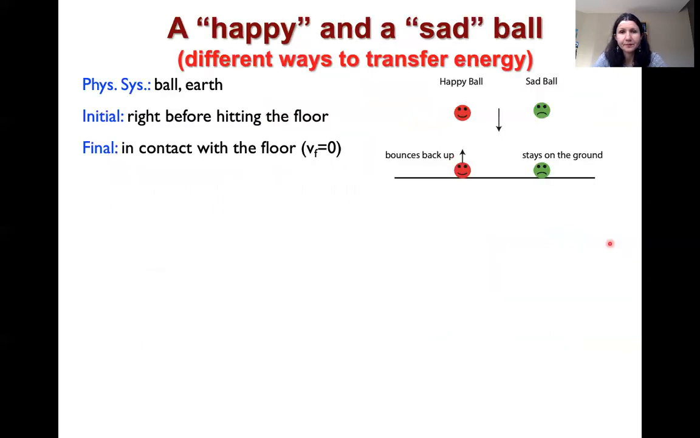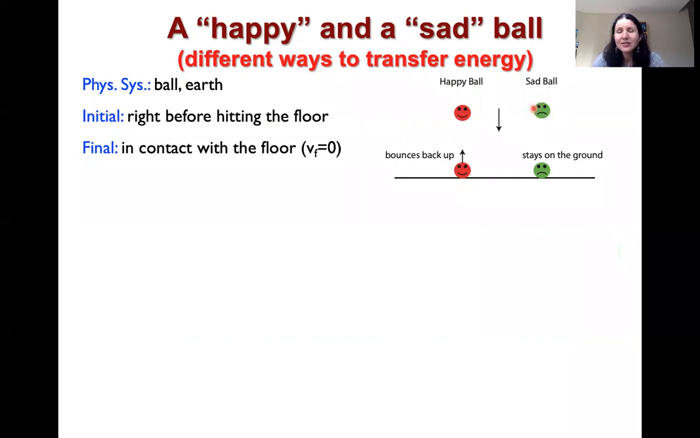All right. So unfortunately, we're not in live lecture, but if we were, I would show you this fun demonstration with two types of balls. One is called the happy ball and one is a sad ball. And why is the happy ball happy? Because it bounces back up. So you throw it down, it hits the ground and bounces like most balls do.